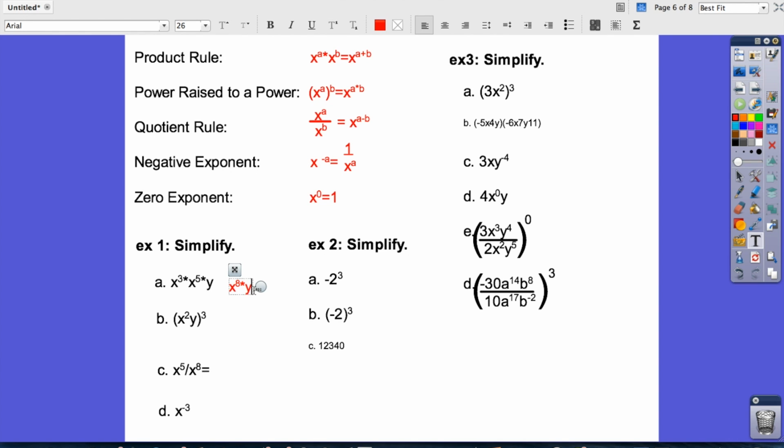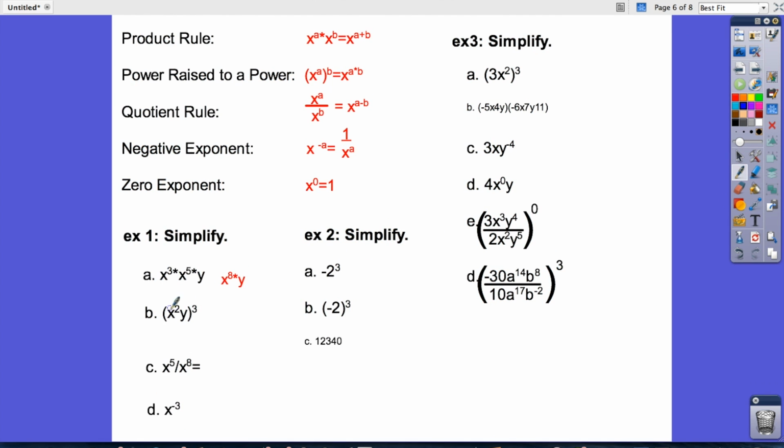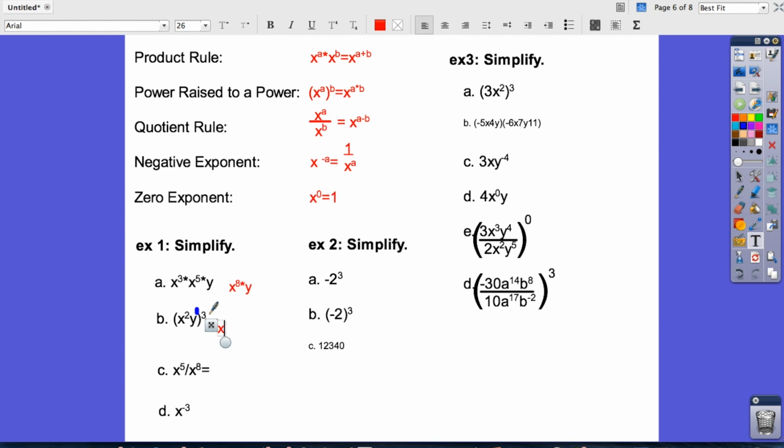Notice we are not combining the x's and y's because they are not the same base. For b is a little bit tricky, so I wanted to make sure we showed it to you. What we're doing here is, if you only look at the exponents, we have x to the second power, y to the first power, the whole thing to the third power. So really we have a power to a power. That means what we could do is we have x to the 6th power, y to the third power.